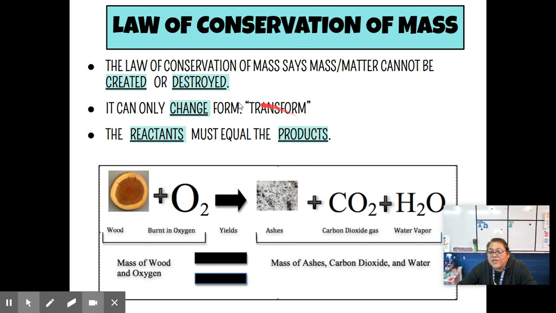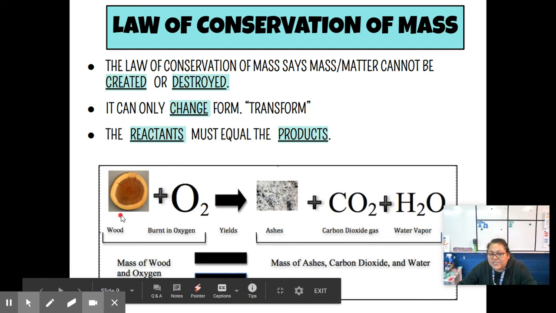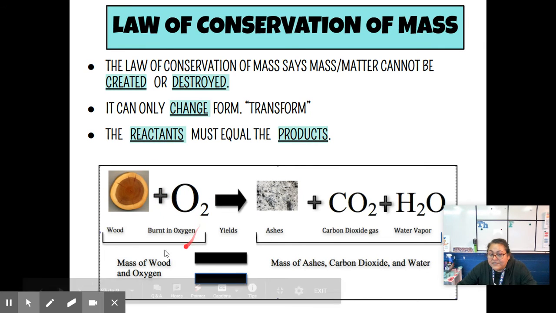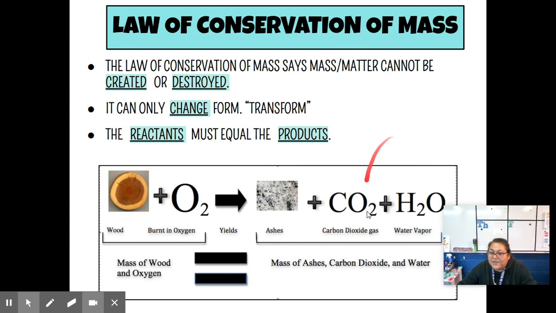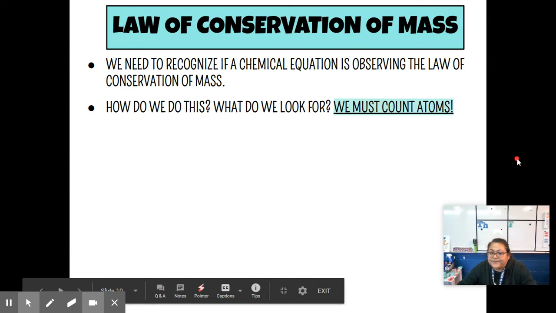They're all there. So when I look at the chemical composition of wood and then burning that with oxygen, the mass of wood and oxygen is going to be the same, even though you yield ashes, carbon dioxide gas, and water vapor, 3 new substances. All of the atoms that were involved in this side must be present on the other side.